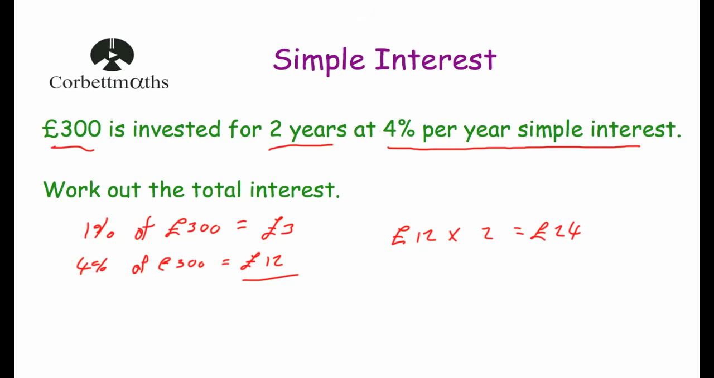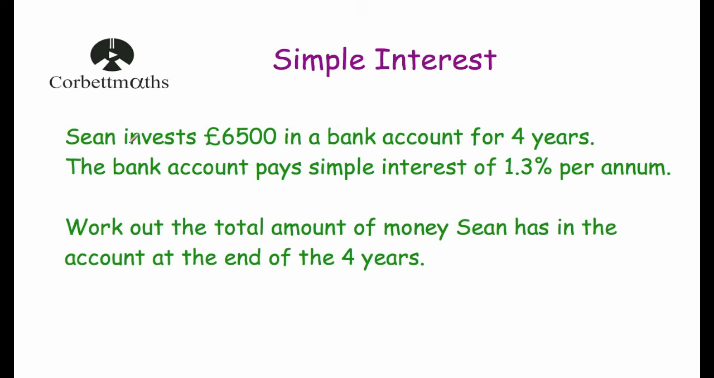Okay, let's have a look at our next question. It says Sean invests £6,500 in a bank account for 4 years, and the bank account pays simple interest. It's very important that you see that, simple interest of 1.3% per annum. Per annum is another term for per year. It just means the same thing, per year, per annum. Work out the total amount of money Sean has in the account at the end of the 4 years.